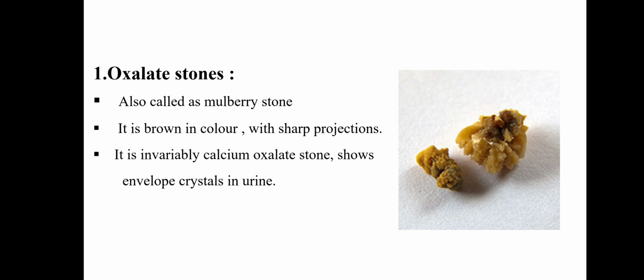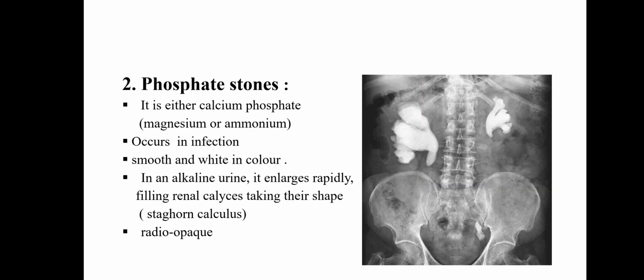These are also called mulberry stones because they look like a mulberry, brown in color, with sharp projections as seen in the picture, and they are invariably calcium oxalate stones only. They show envelope-shaped crystals in the urine.